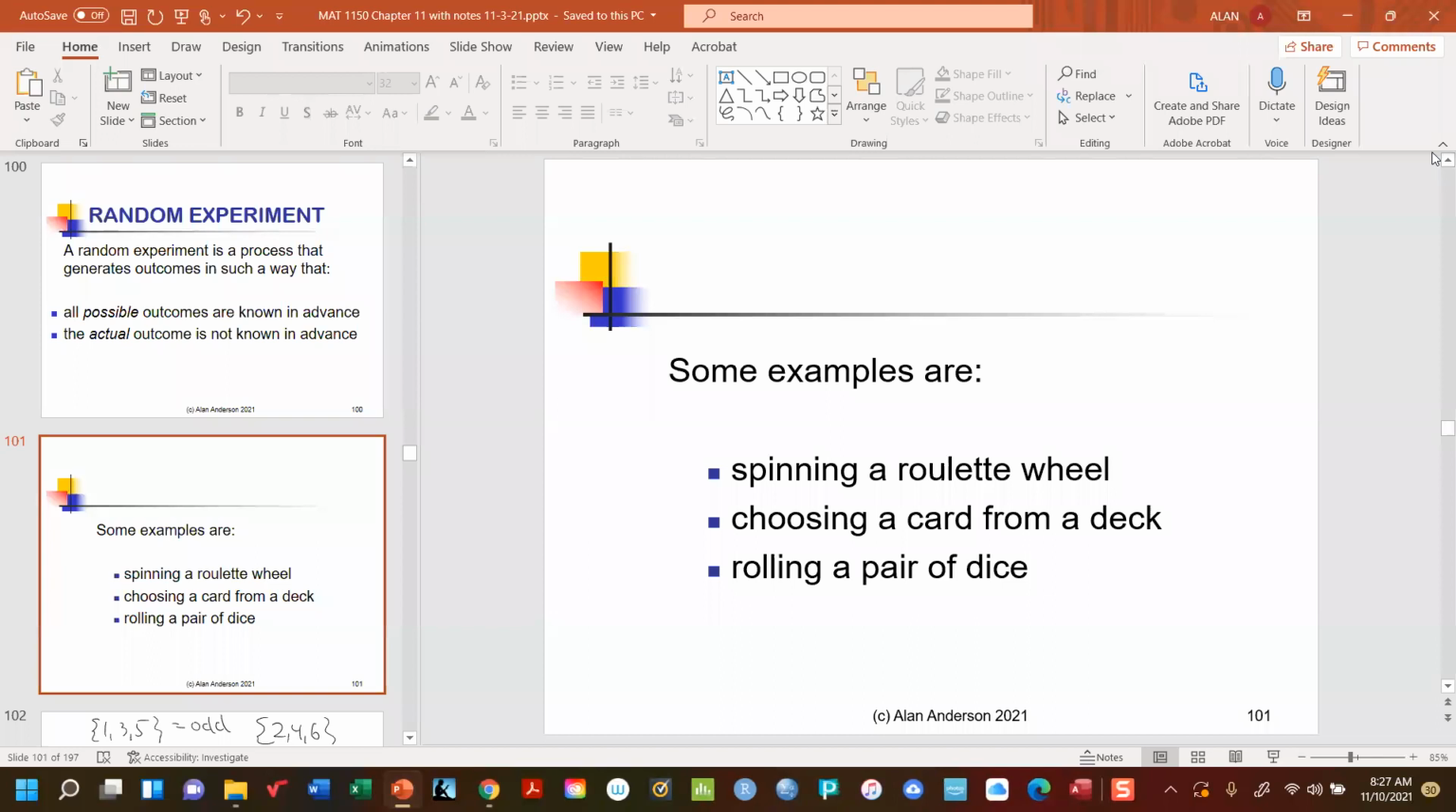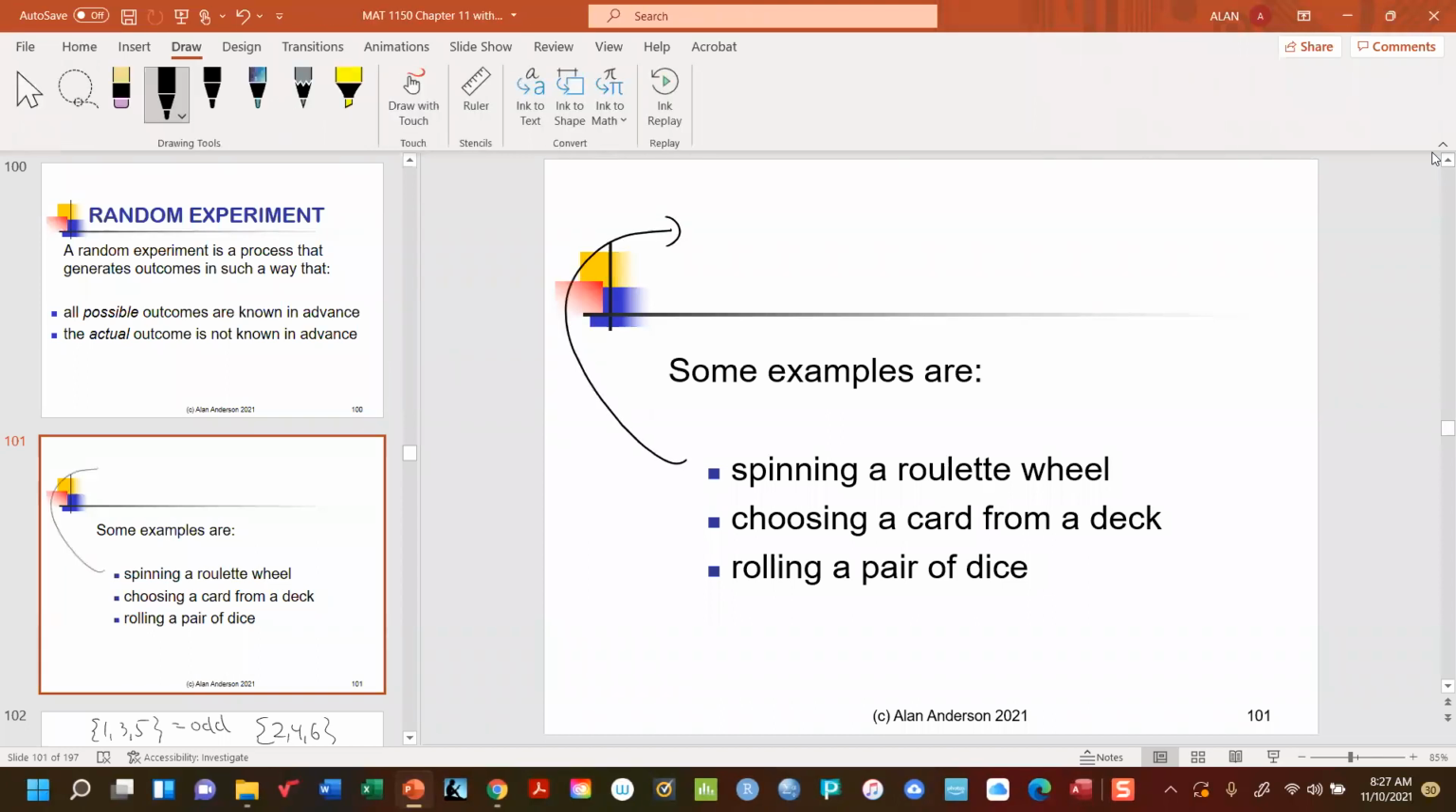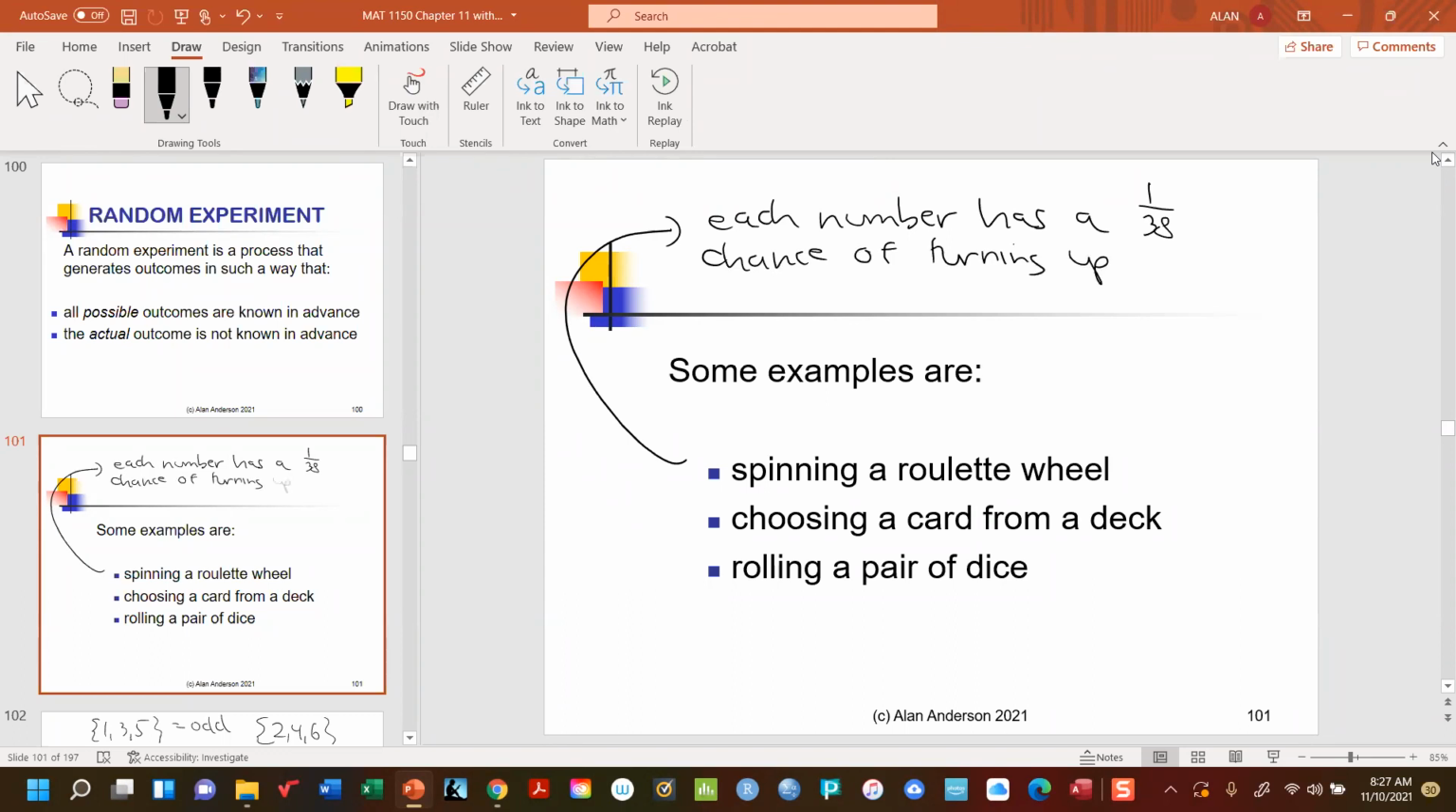Each number has a 1 out of 38 chance of turning up. And that is what we mean by a random experiment. In other words, we know what might happen, and we also know the probabilities of all these outcomes, but we just don't know what will happen.